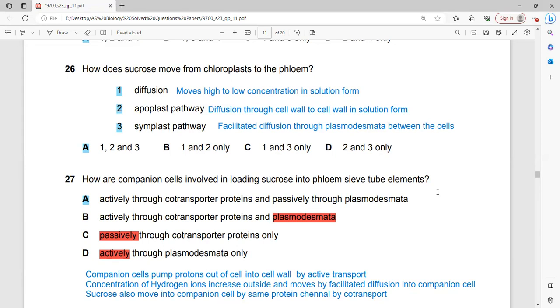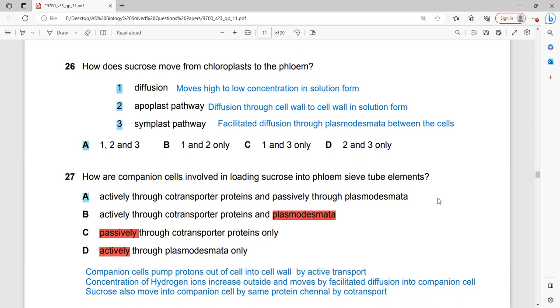And then from the cell wall, it will enter into the companion cell, and from the companion cell to the sieve tube element through facilitated diffusion. So this is the cell cytoplasm to cell cytoplasm movement from the companion cell to the sieve tube element by plasmodesmata. It is the symplastic pathway. So these three pathways are followed by the sucrose to move from the source cell to the sieve tube element.